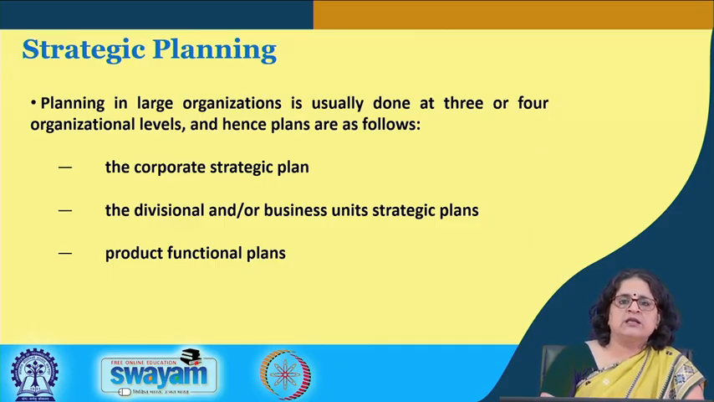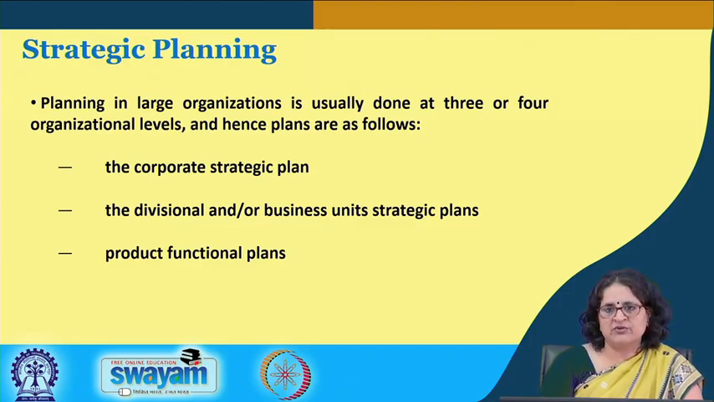So, in cases where the organization is medium sized, we have the corporate plan and the divisional plans and the product functional plans. But in case the organizations are very large, then we have a corporate strategic plan which is the umbrella, and under the umbrella we have the different divisional plans, the different strategic business unit plans, and also the product functional plans. Of course, in small organizations, planning is done by everybody and those plans are executed and implemented by everybody in the organization.